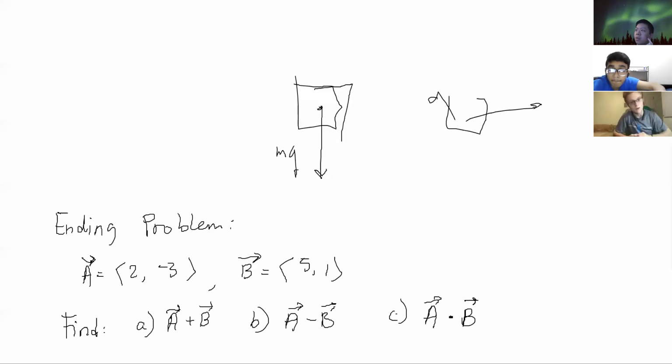And here is our problem. We're given these vectors: A is (2, -3), B is (5, 1), and we want you to find A plus B, A minus B, and A dot B. Just send me the answer in a PM, and then you guys are free to go.